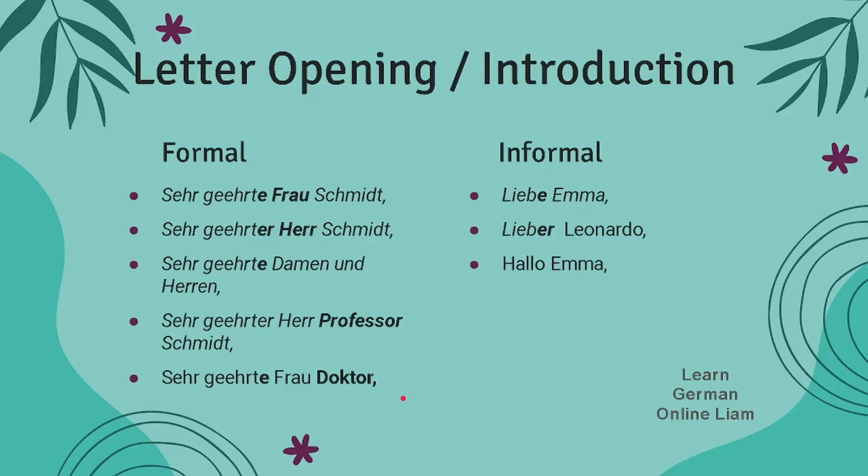Let us see how you will start an informal letter. Say you are going to write to Emma and you know Emma really well, then you could use "Liebe Emma". If you are writing to a female, it is "Liebe", and if you are writing to a male, then you should have an ending like -er, "Lieber Leonardo". Here you are using the first name. Compared to a formal letter, where you will use the last name, in an informal letter you will use the first name, not Emma Schmidt or Leonardo Schmidt.